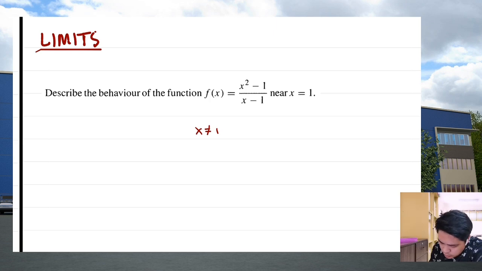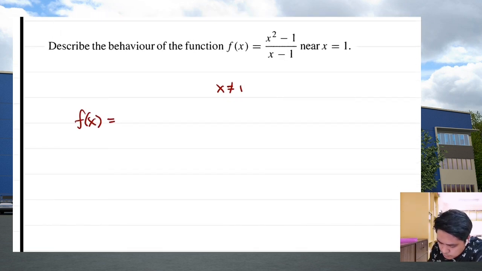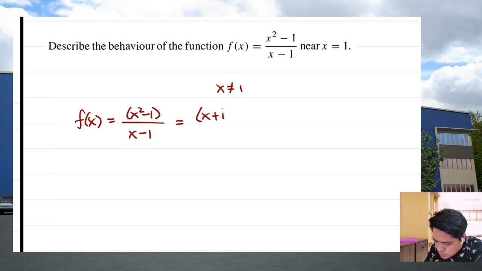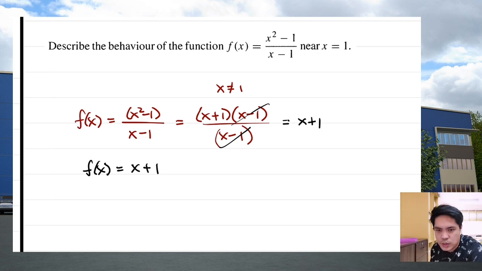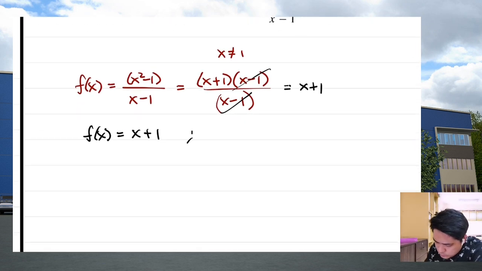If we simplify this function, x squared minus 1 over x minus 1, we could factor it as x plus 1 times x minus 1 divided by x minus 1. We could cancel out x minus 1, and the result is just x plus 1. Therefore, this function is just a linear function, or a straight line, x plus 1. But x cannot be equal to 1.